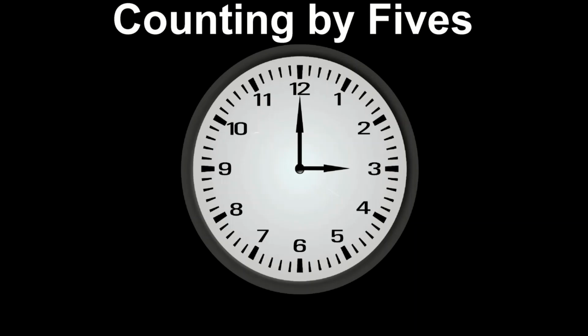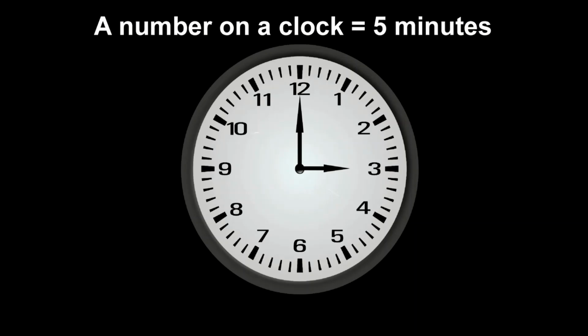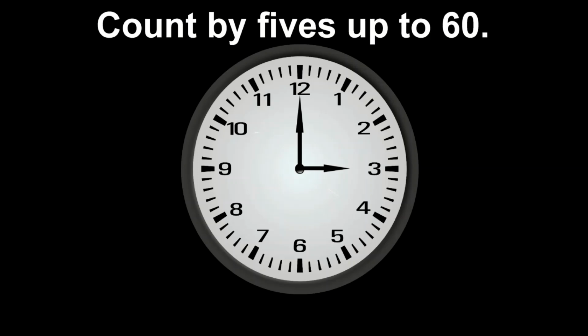Now let's do counting by fives. As you know, every 5 minutes the minute hand is on a number, and a number on a clock is 5 minutes. Let's count by fives up to 60 because there are 60 minutes in a full hour. Count by fives with me.